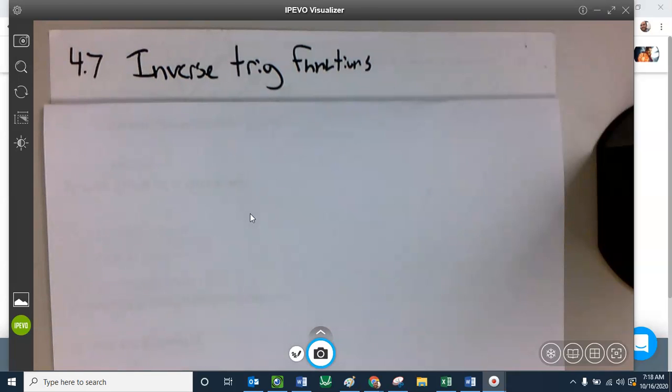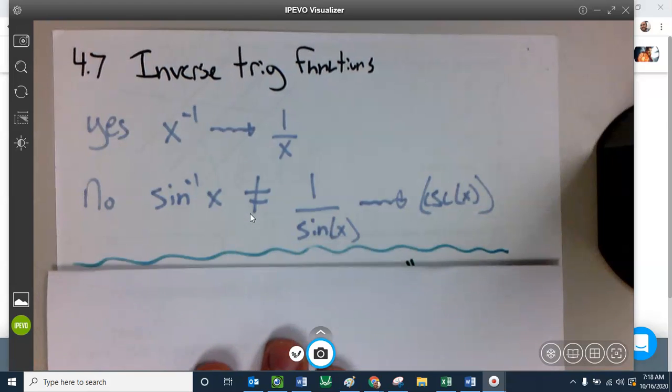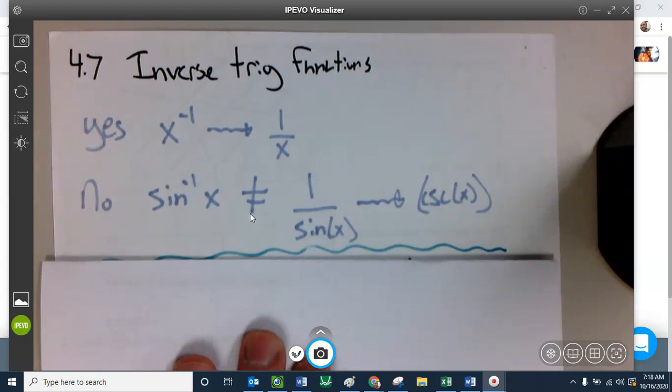We've already mentioned this, and it's weird our book does this. Our book gives us problems and asks us to take the inverse like in 4.3, but we don't officially cover it until now in 4.7. So here's the first little thing.